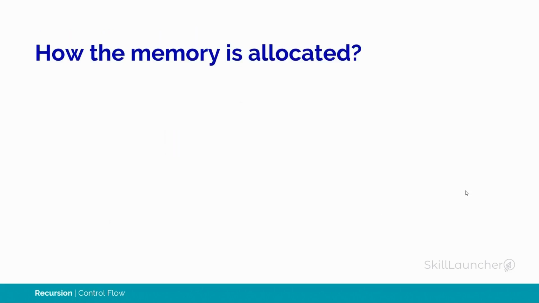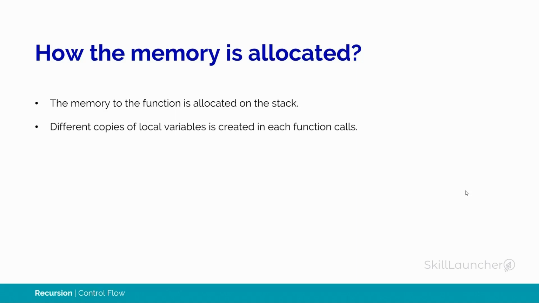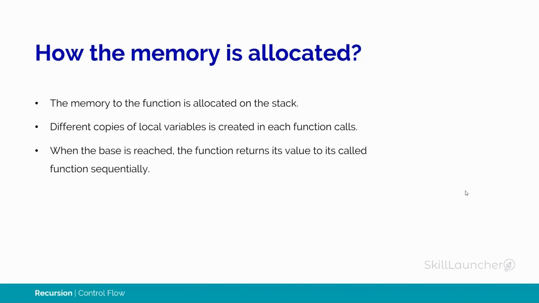Now, how is the memory allocated in recursion? When any function is called from main function, the memory is allocated to it on the stack. A recursive function calls itself, so the memory for a called function is allocated on the top of memory allocated to calling function. And a different copy of variables is created for each function call. Now when the base condition is reached, the function returns its value to the function by whom it was called in a sequential manner. And the memory is deallocated and the process continues. Let us learn this in detail by looking at the example.